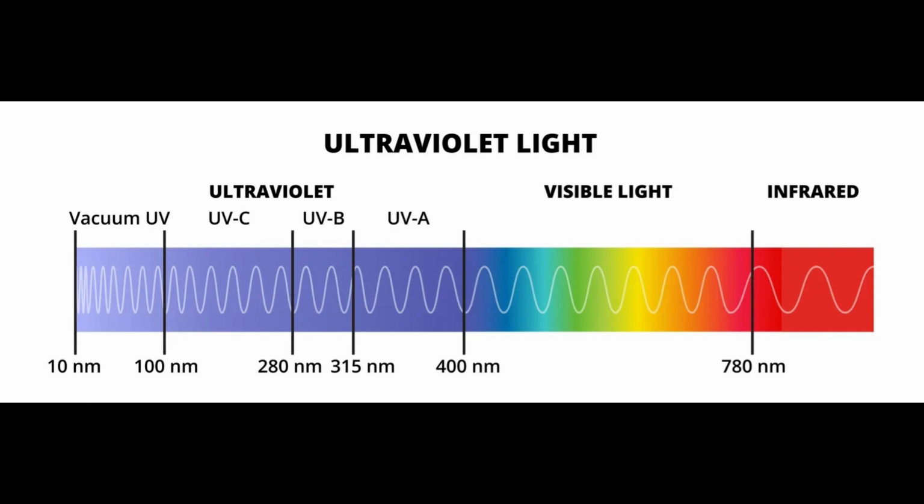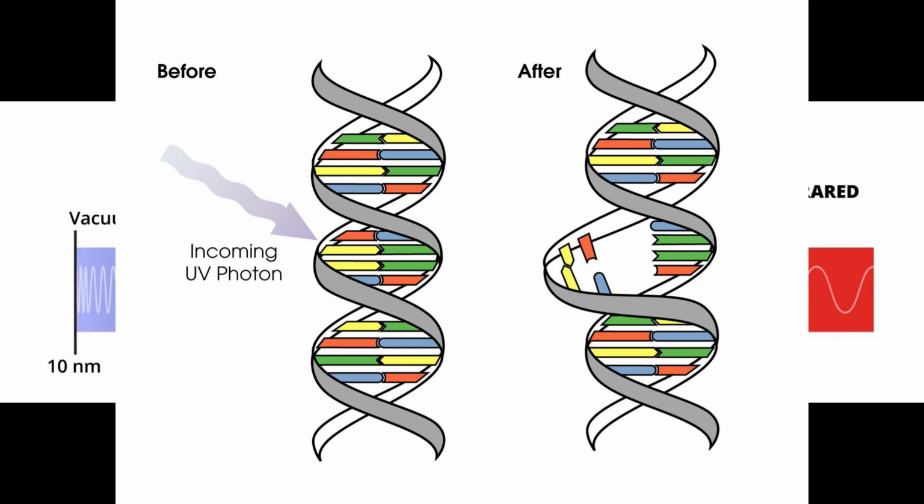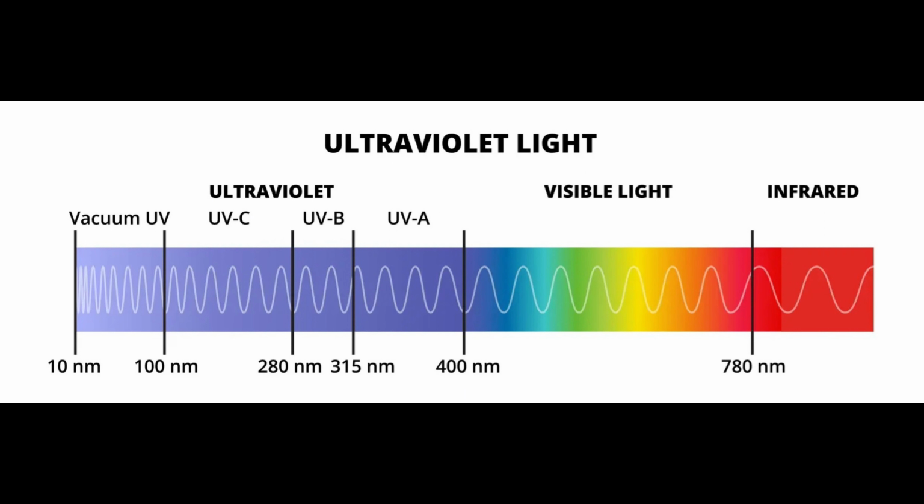UVC has even more energy than UVB, is highly energetic and dangerous, and exists just prior to X-rays on the electromagnetic spectrum. UVC is used in ultraviolet purifiers because it can destroy the DNA within cells. Thankfully, nearly all of these higher energy waves from the sun, like UVC and most of UVB, get filtered by our atmosphere before they ever reach us.